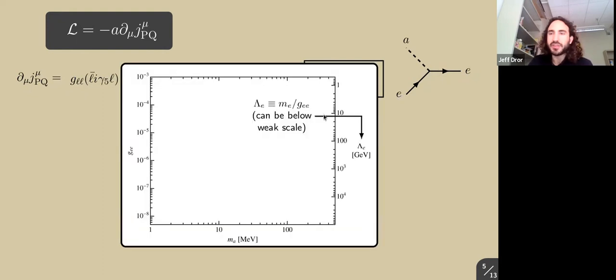Now, this has driven most of the phenomenology in the axion literature, and I want to show you a little bit what the constraints are in this parameter space. So here I'm focusing on the electron coupling. That's the vertical axis, g_ee. This is the axial vector coupling, to be more specific, of the axion to charged electrons. And on the horizontal axis, I have the mass of this axion.